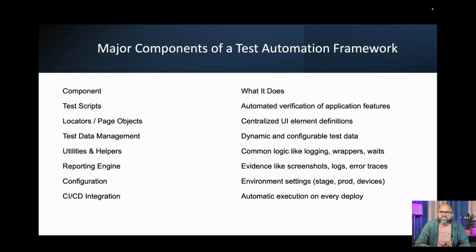Major components of test automation framework. So for now, please think these are the items, the tools, the ingredients of a pizza making kitchen. Okay, for now just think only in that way. I will explain what is test script, what are the locators, what are the page objects, what kind of data we have, how to manage that data, what are the utilities and helpers, and what kind of reporting we can add over there, and configuration.